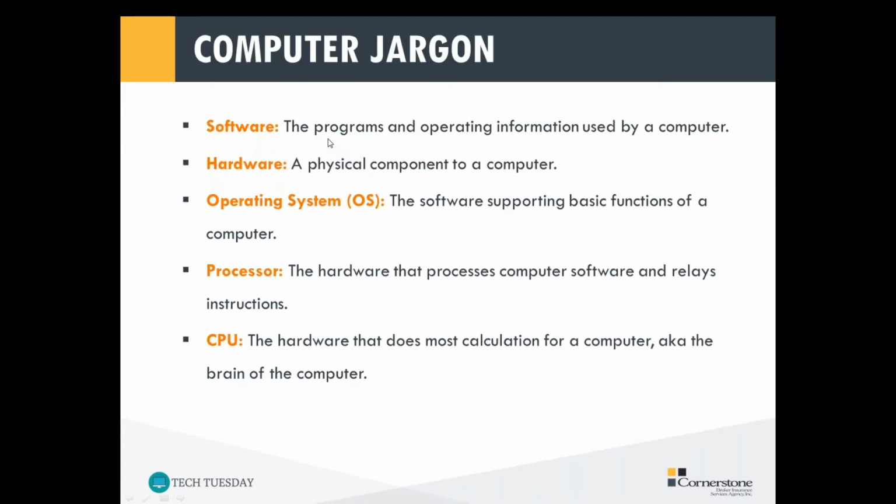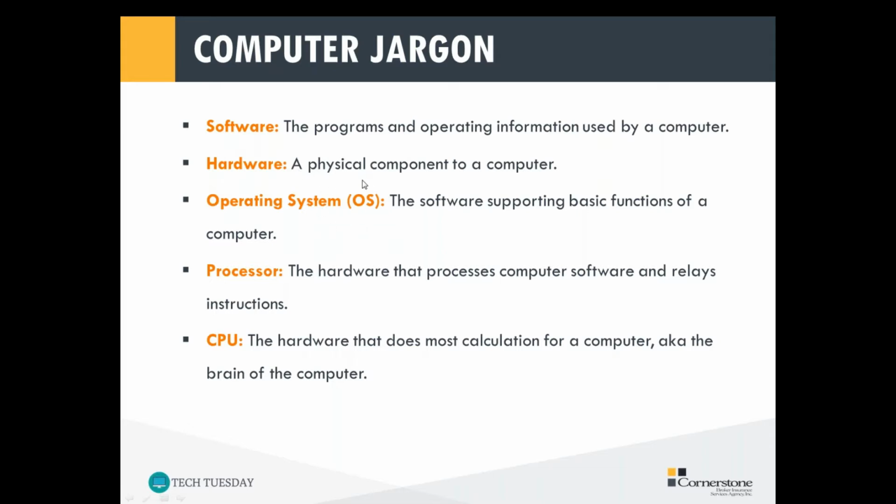So like I said, first we're going to cover some necessary computer jargon. We've got software, which are the programs and operating information used by a computer. I like to think of this more as the thoughts of a computer. So if a computer is like a brain, then the software is all the thoughts you have running through. The hardware would be the physical parts of your computer, being the actual physical system. Going back to our brain analogy, that'd be your physical brain in your head.